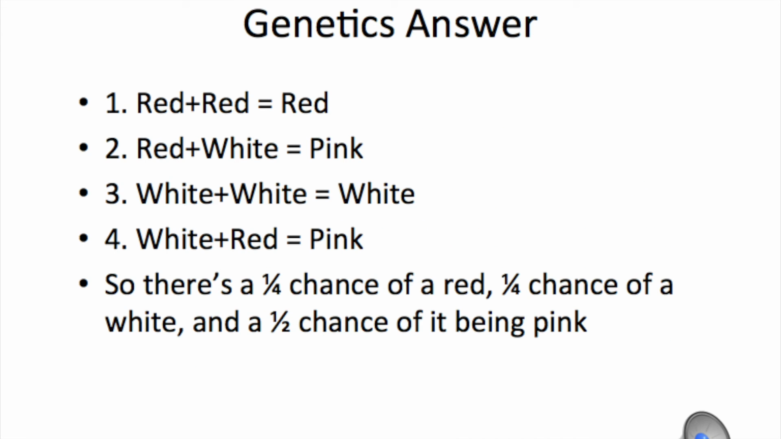There are 4 possible outcomes. The first being that a red and a red make a red, a red and a white make a pink, a white and a white make a white, and a white and a red make a pink. So there's a 1/4 chance of it being red, a 1/4 chance of it being white, and a 1/2 chance of it being pink.